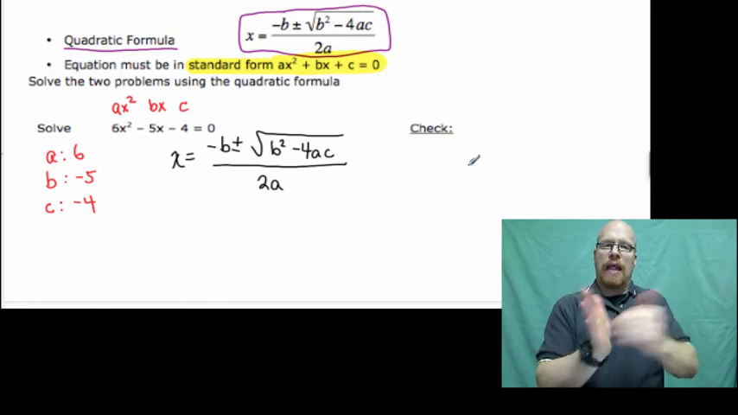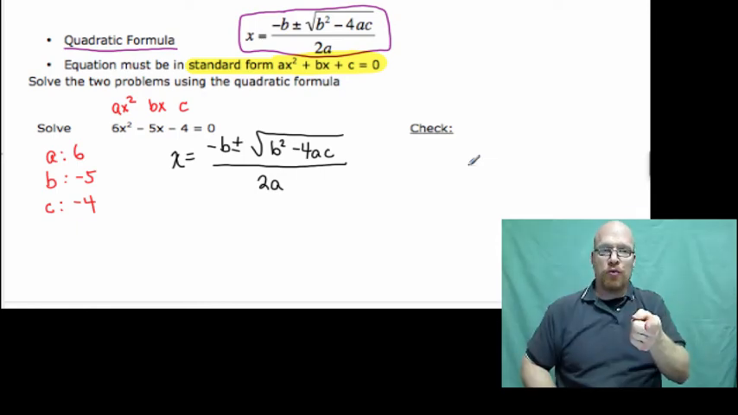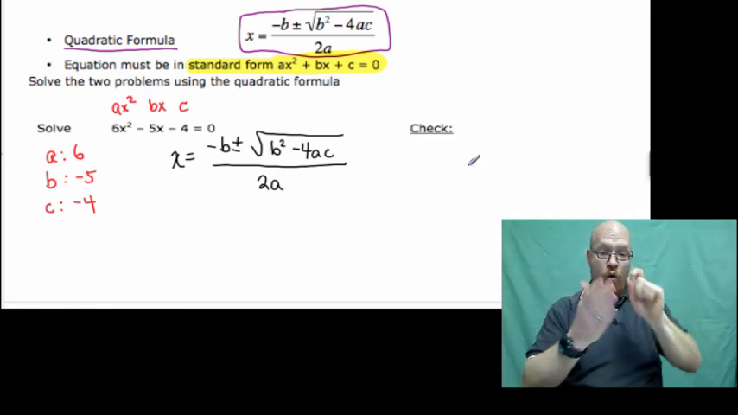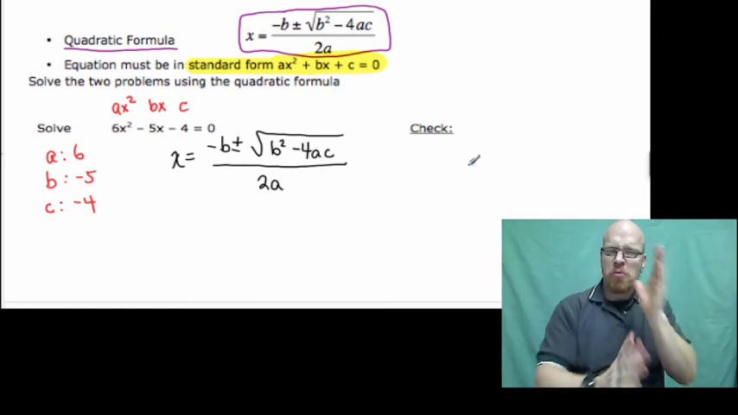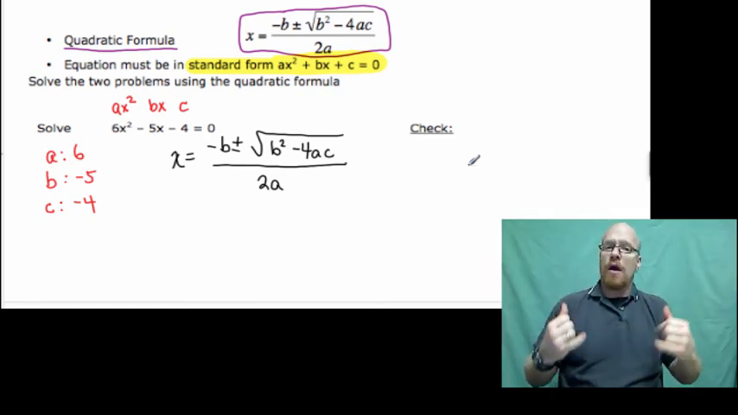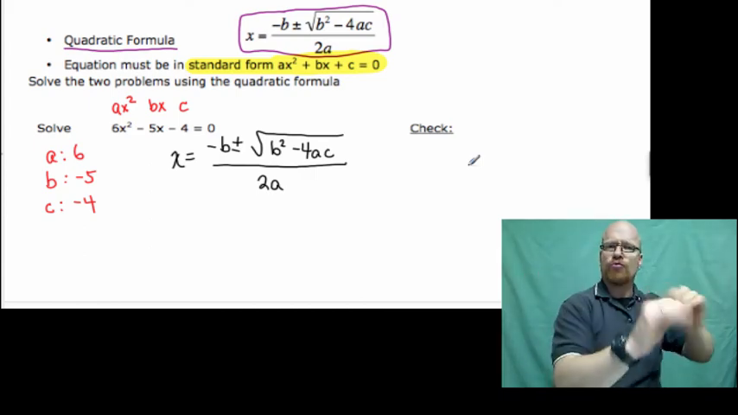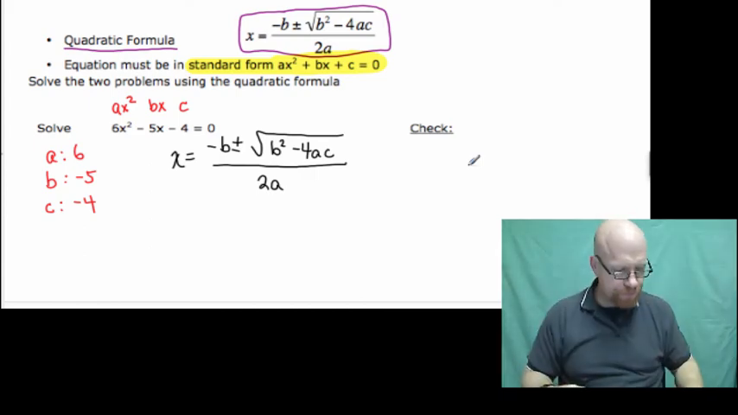Okay. Now, I tend to write the formula over and over again, and then I remember it. You have to memorize it. The more you write it, the easier it is to remember it. Now, we have to plug in our a, b, and c into our formula. Okay?